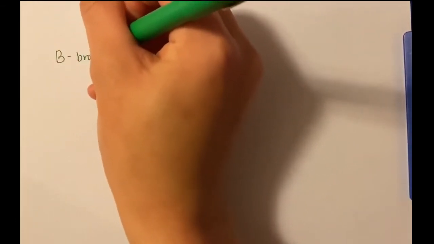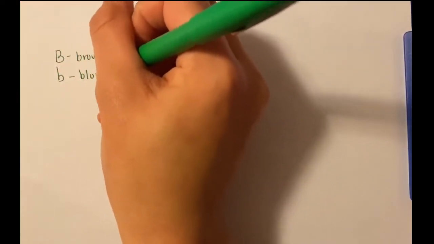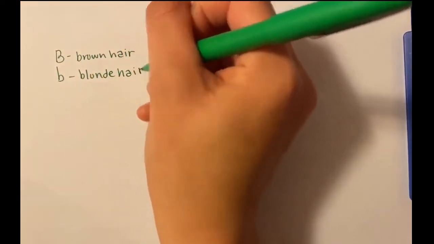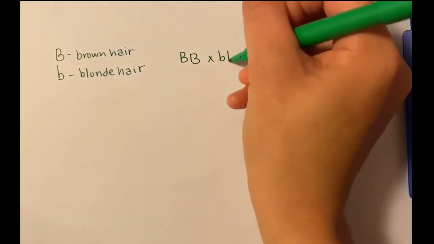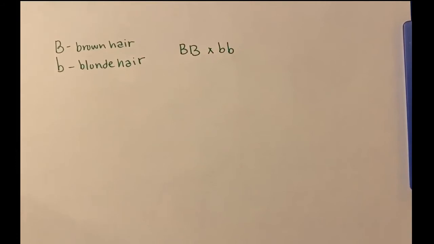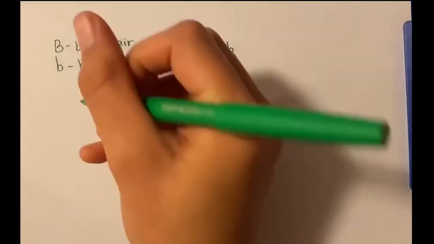A monohybrid cross is a cross between organisms that differ in one character. So let's test the character for hair color, where big B represents the dominant allele for brown hair and little b represents the recessive allele for blonde hair. I ask you to determine the genotypic and phenotypic ratio of the offspring from parents with the genotypes big B, little b and big B, little b. This is when you use a Punnett square.